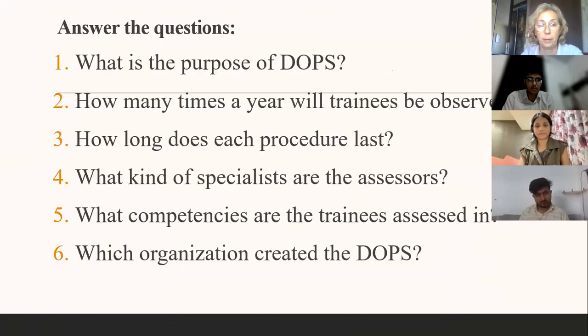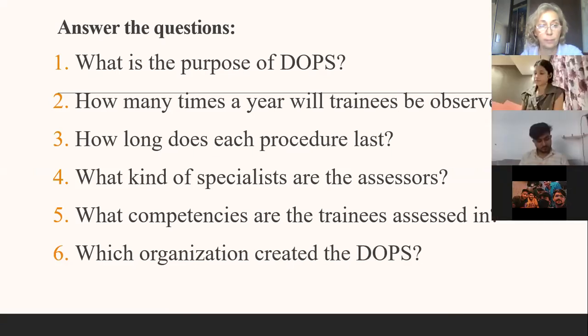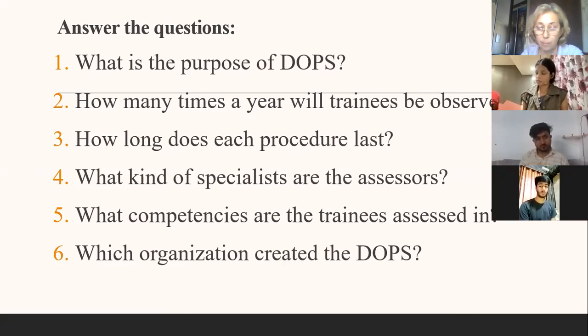Well, and so Misha. What kind of specialists are the assessors? Basically, assessors are the nurses and the other staff present in the hospital that help us in secondary assessment. Okay, great. Secondary care.